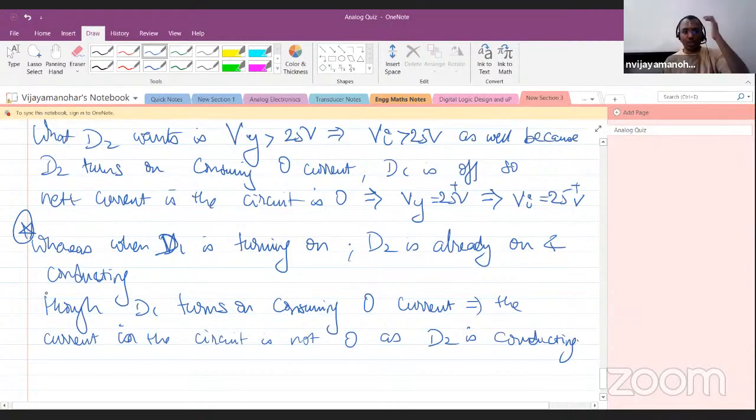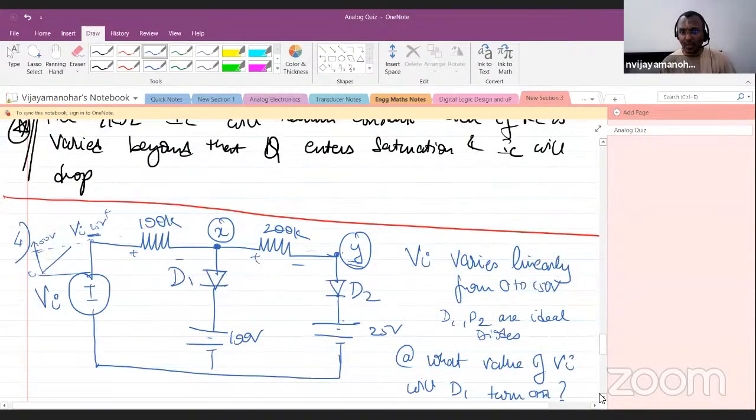See, all these points you should keep in mind. Then only you will be able to solve the problem. You should be able to analyze all these things. When D1 turns on, D2 is already on and conducting. So let's see what will happen. What is the picture when D1 is turning on?